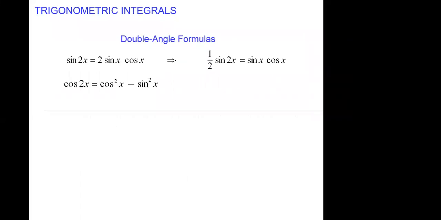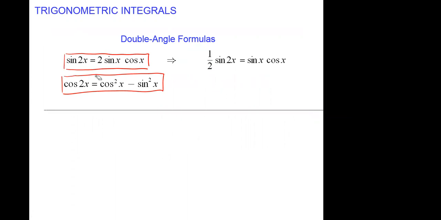Another formula is the double angle formula. Sine of 2x is defined as 2 times sine of x cosine of x. This is the formula that we must know. And cosine of 2x is cosine square of x minus sine square of x. I did rewrite a little bit.